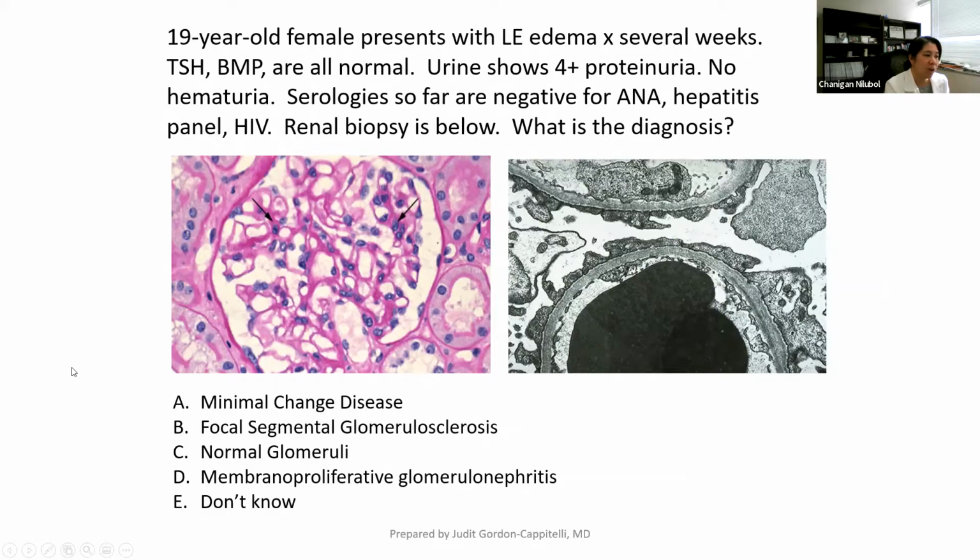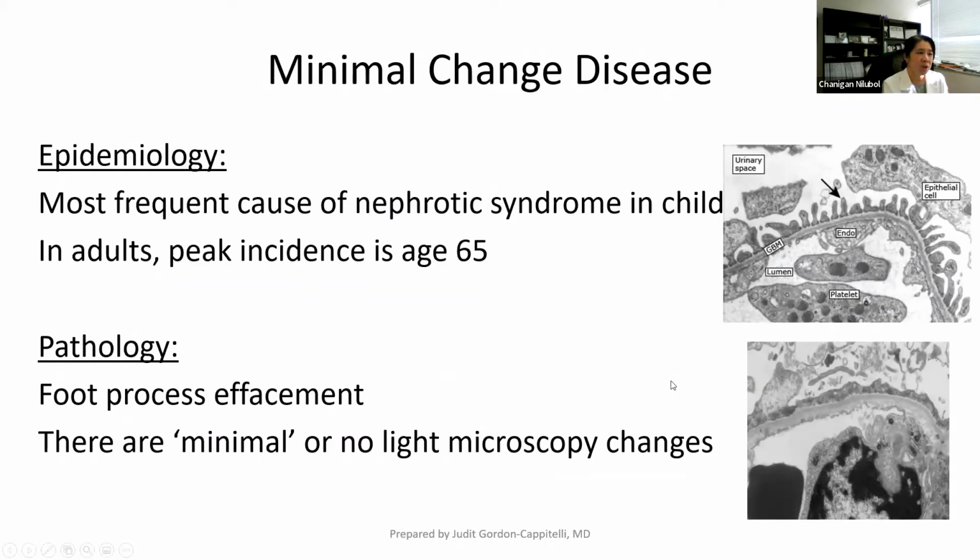You can shout out if anyone wants to try: minimal change disease, FSGS, normal glomeruli, MPGN, or you really don't know. With the essence of time, you can write down the questions for yourself and come back afterwards to see if you can get the answer correctly. So this patient has minimal change disease.